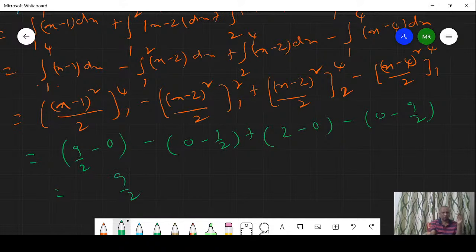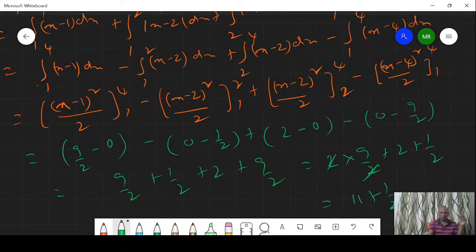This is 9 by 2, here plus 1 by 2, correct, plus 2, and this is plus 9 by 2. Correct. Now you can see 9 by 2 terms we have: 2 into 9 by 2 plus 2 plus 1 by 2. So I can write 9 plus 2, 11, 11 plus 1 by 2, simplify, it comes 23 by 2. So that is the required answer.